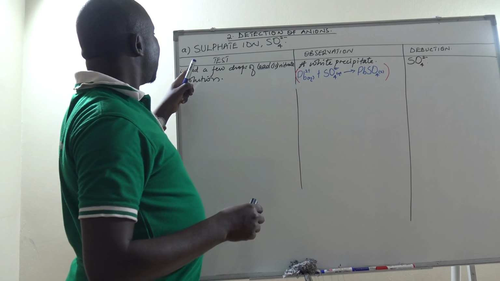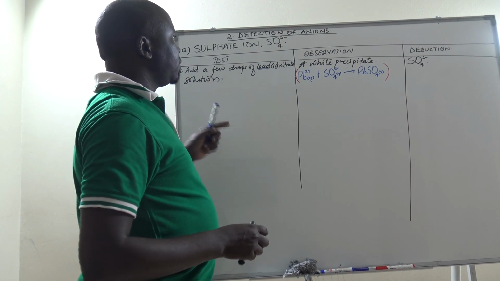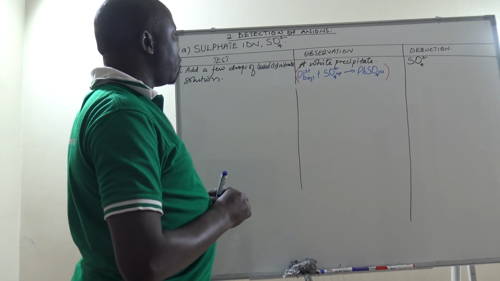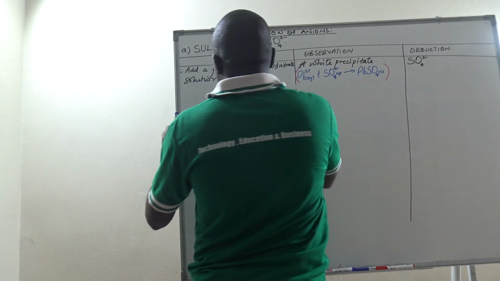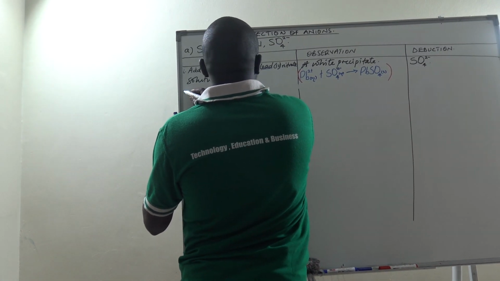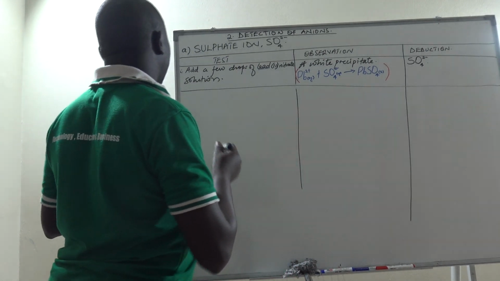So when you see it saying that you add a few drops of lead II nitrate solution, and you get a white precipitate, then your deduction will be sulfate ion. In this case, we are still dealing with the sulfate ion only.